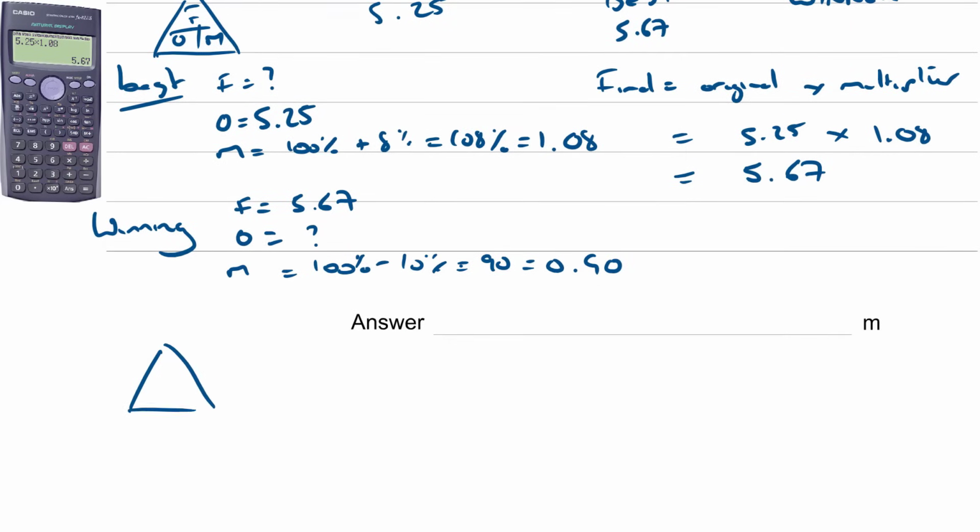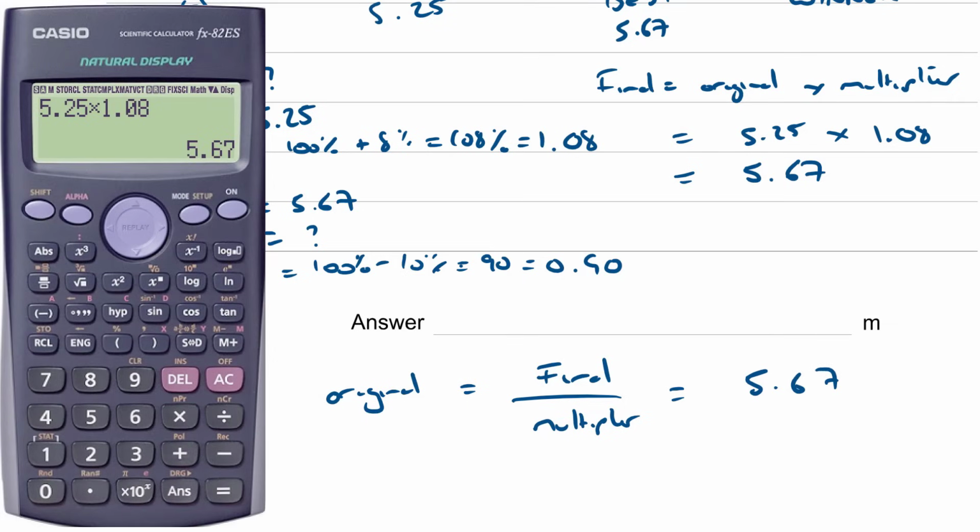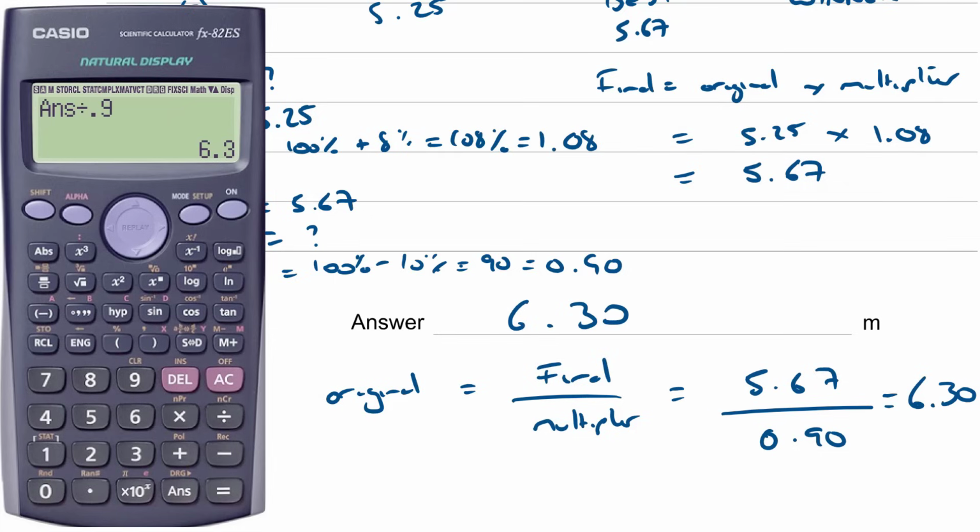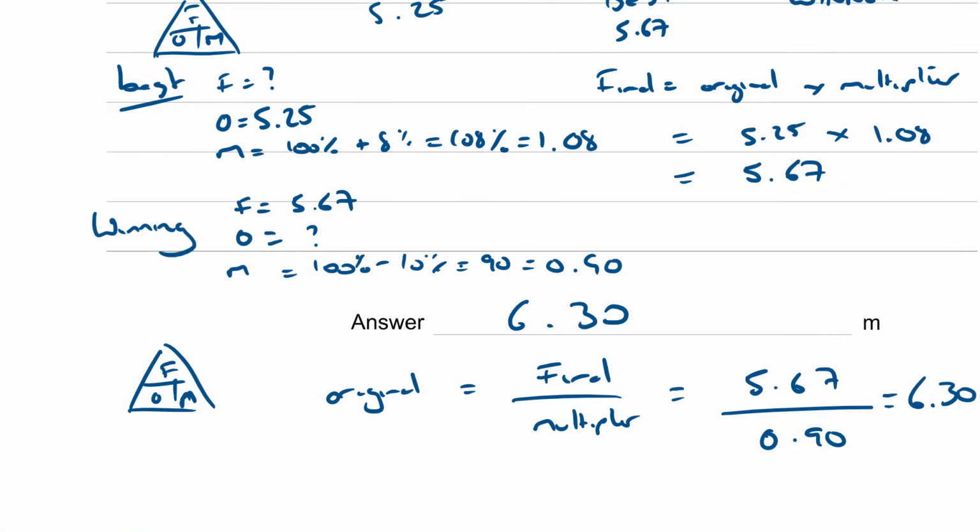So using again the triangle final, original, multiplier, this time we are looking for the original, and we're going to use final divided by multiplier to find it. So that is 5.67 divided by 0.90, which is 6.3 meters, so 6 meters and 30 centimeters. That's a long jump. She's nowhere near it.